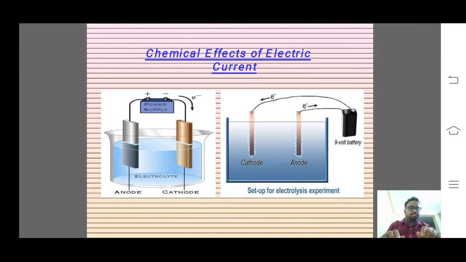This is a diagram. So if it is connected to the positive terminal, it is the anode. If it is connected to the negative terminal, it is the cathode. So this is the setup for the electrolysis. Electrolysis means when you pass current through water. I am coming to it.